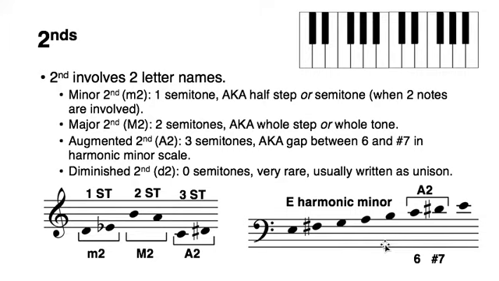Very common in the literature, and also not only in Western music but in a lot of other musics around the world. And a diminished second is very rare. Two letter names, but there are zero semitones involved, like C sharp and D flat. They're usually just written as a unison.